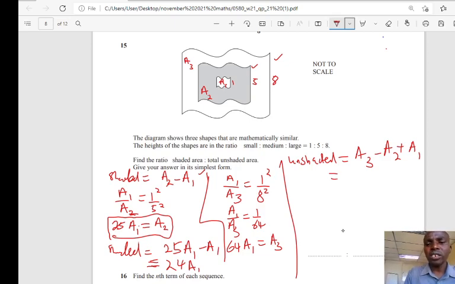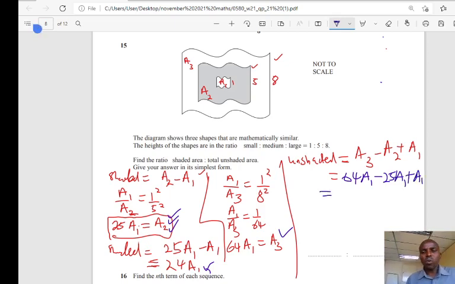So it will be area 3, you use this one that we found in terms of area 1, 64 area 1, then minus area 2, use this one that we found in terms of area 1, which is 25 area 1, then plus area 1. By simplifying this one, what do you get? You just say 64 minus 25 plus 1 is 40.